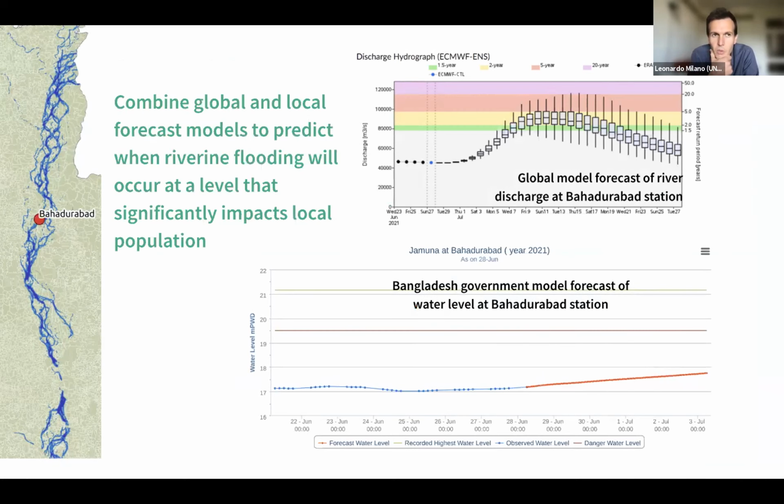So what we focused on was one section of the Jamuna River, and more specifically one specific station called Badurabad. What we have done was really combining information from the global models. In this case, we were using the GLOFAS model that would provide longer lead times. The information from global models was then complemented with other models developed at the country level. And in this case, we were using the projections from FFWC, which is also providing updates with shorter lead times. And this was actually the first lesson learned.